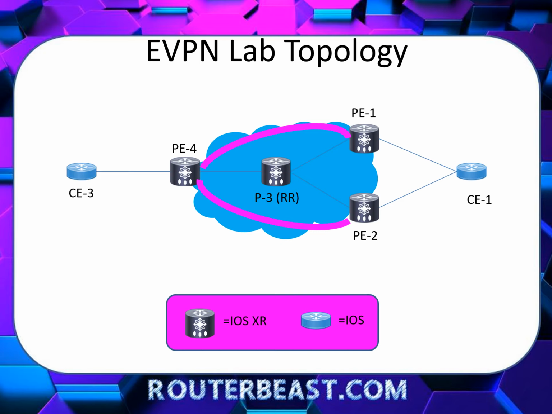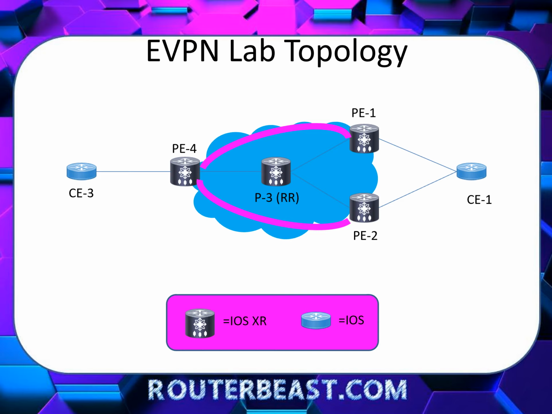We'll also be setting up our access connection here, our AC out to the CE device, the attachment circuit, should I say, the AC out to the customer edge router here. So we'll be configuring that on PE1, and that's a Gig 0/0/0/0 interface. We'll be setting up that interface for the attachment circuit.